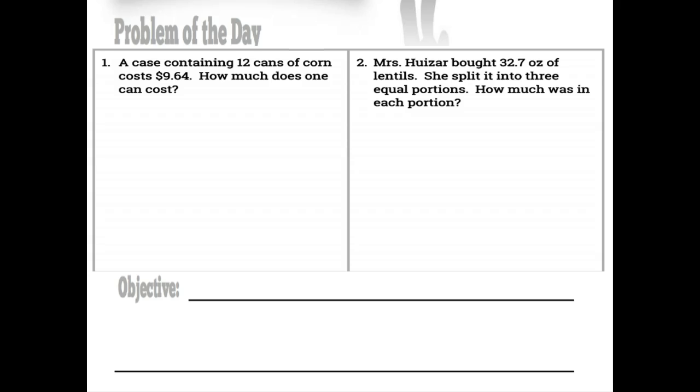Well, the first thing you need to do is write this in working form. But in order to write it in working form, you must determine what operation you're going to use for that. If I know there's 12 cans of corn, and this is how much the 12 cost, how would I find out the cost of 1 can? I know there's 32 7/10 ounces of lentils, and it's being split into 3 equal portions. How much was in each portion?